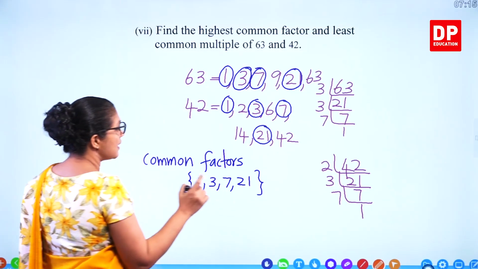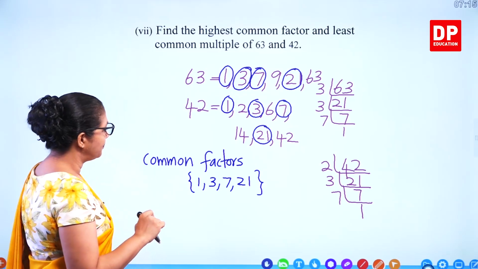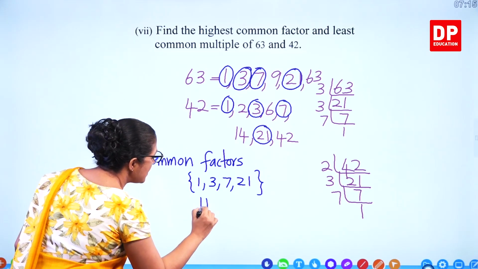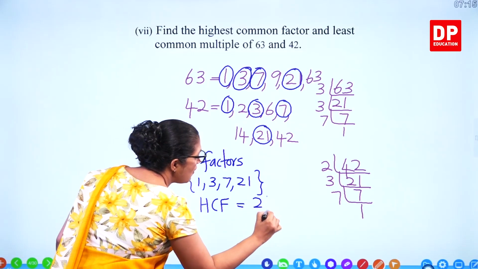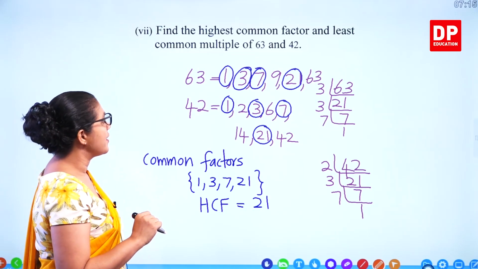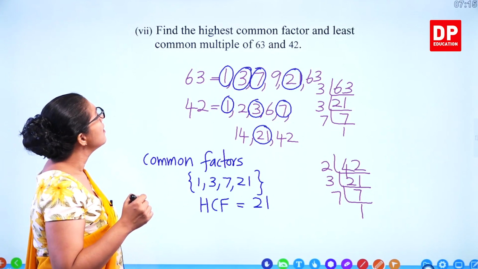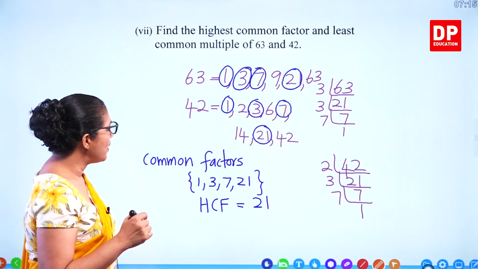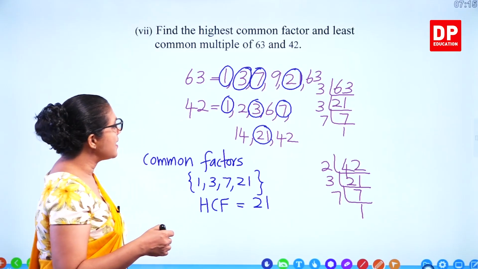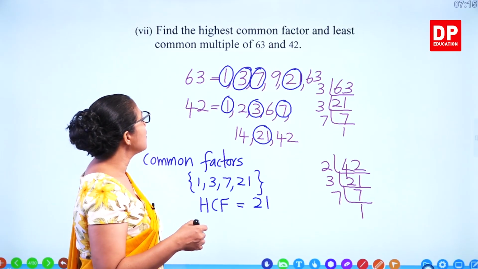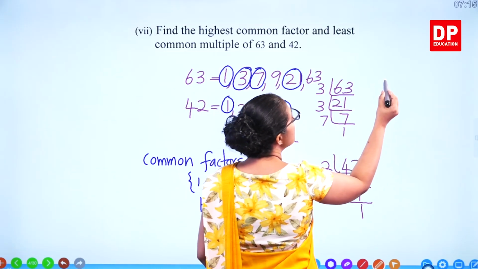So what's the highest common factor? Highest common factor, its HCF, is the 21 value. So highest one is 21. Now how do we find out the lowest common multiple? So lowest common multiple, we can find out the multiples and see. So when you take 42 and 63, what are the multiples?